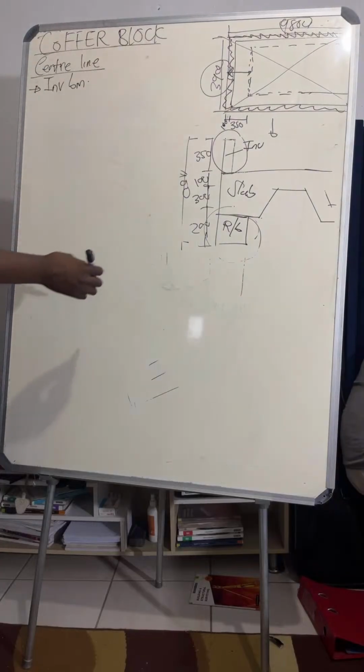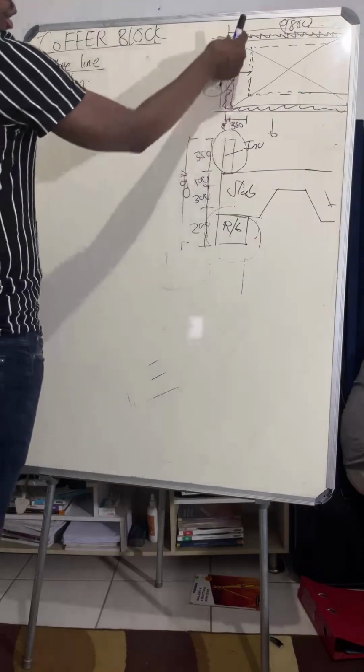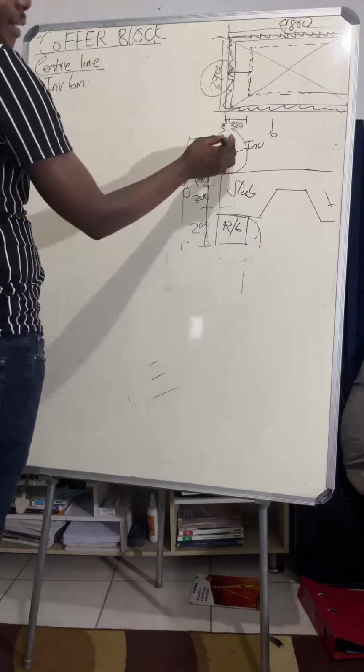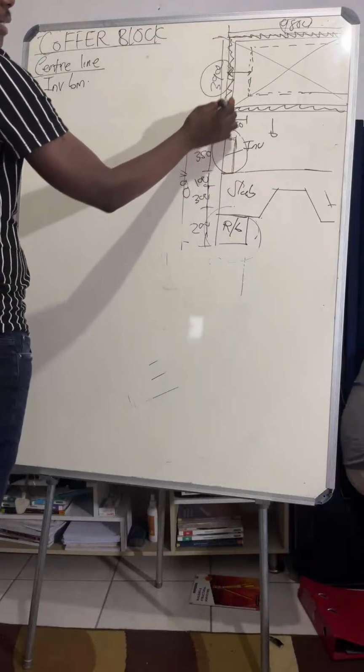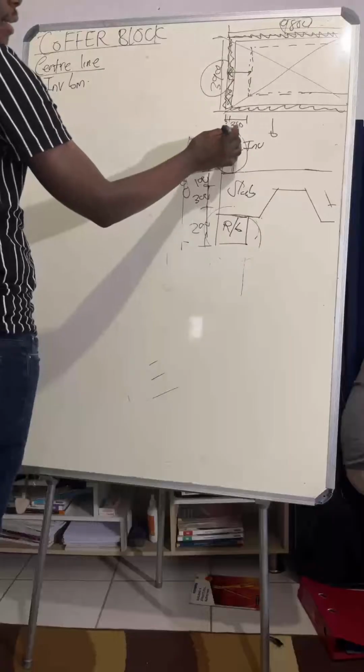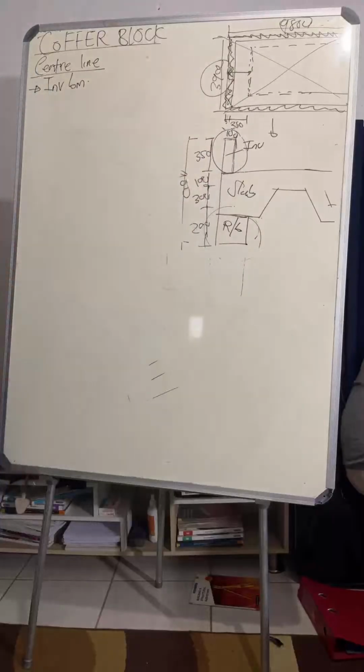The inverted beam is this. It goes aligned with what? With the plan view. We can see that the thickness of it is 100. This thickness is 100. What is the height? The height is 350. We all see the 350?